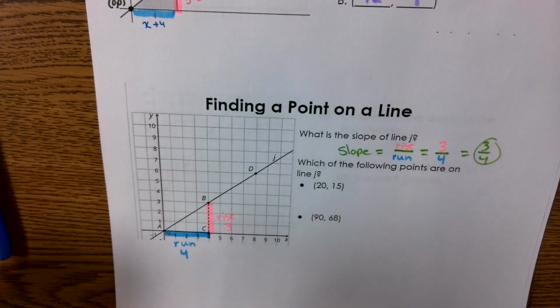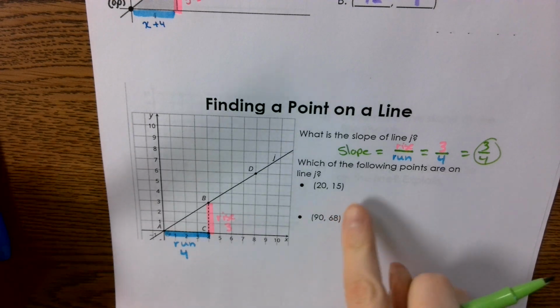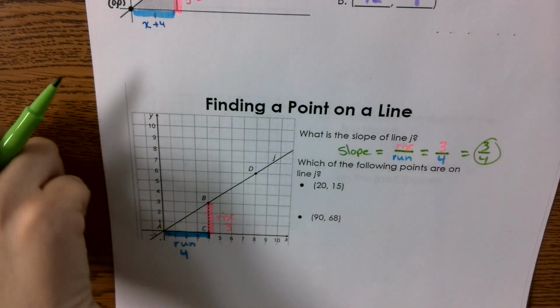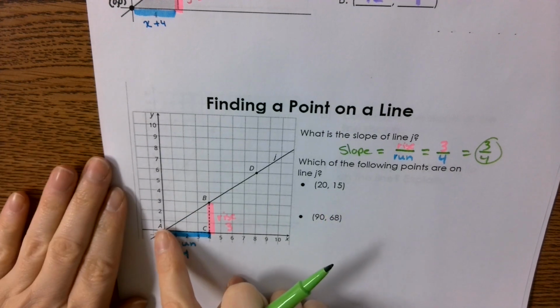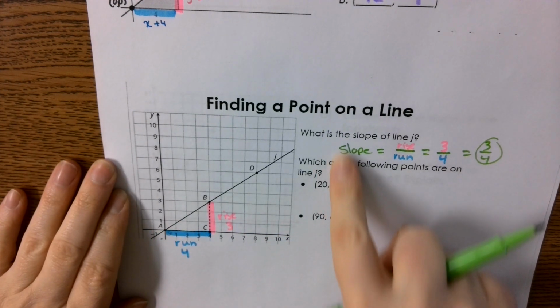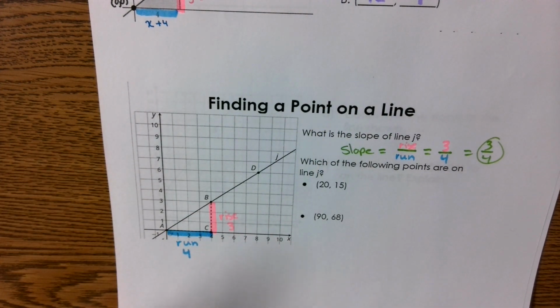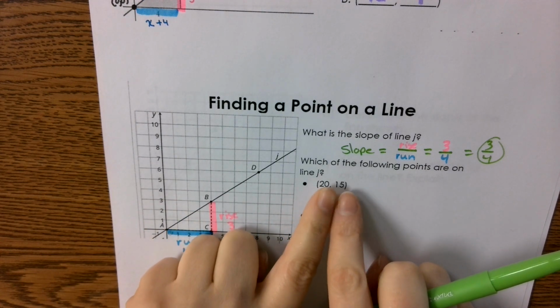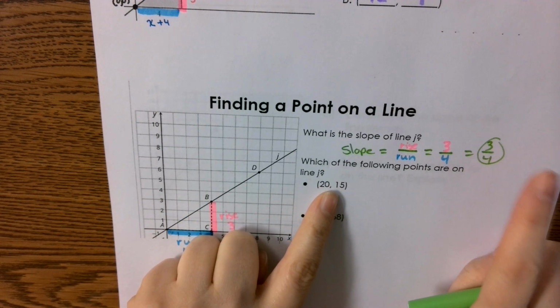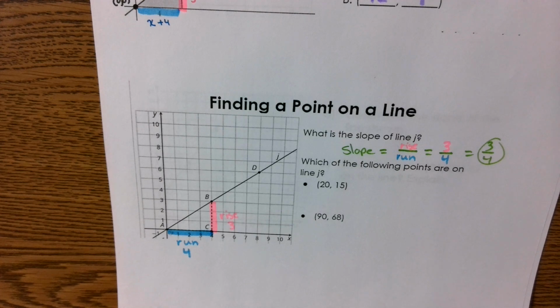Okay, so we want to know, could these be potential points that are on our actual graph? Because we don't see these points. It's not like I can go over 20 and up 15 and see if that actually works. But what we can do is look to see if the change that's occurring from one point to the next is going to result in the same simplified slope, the same simplified rise and run.